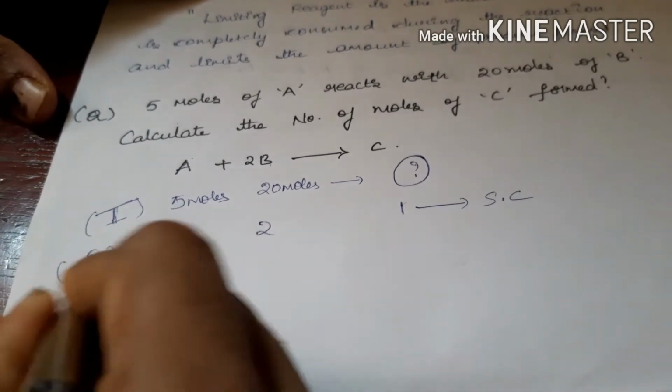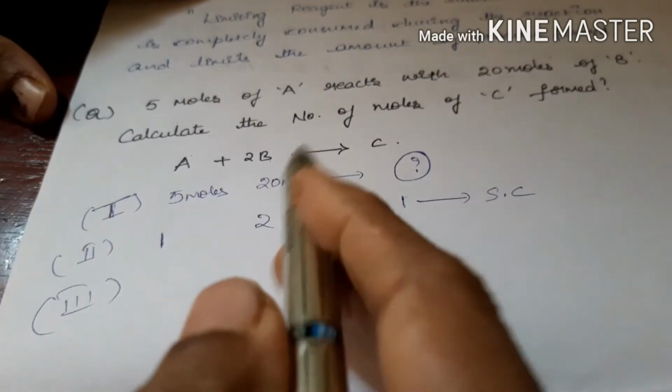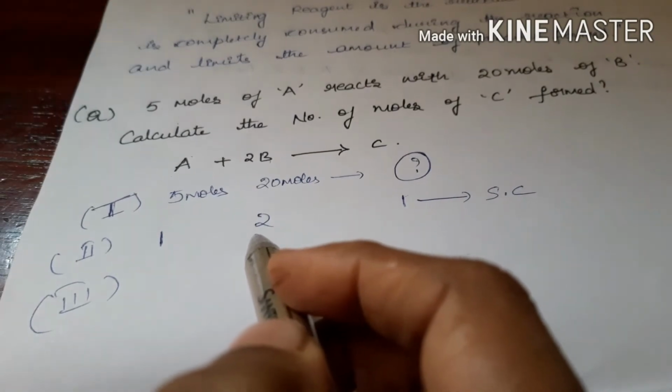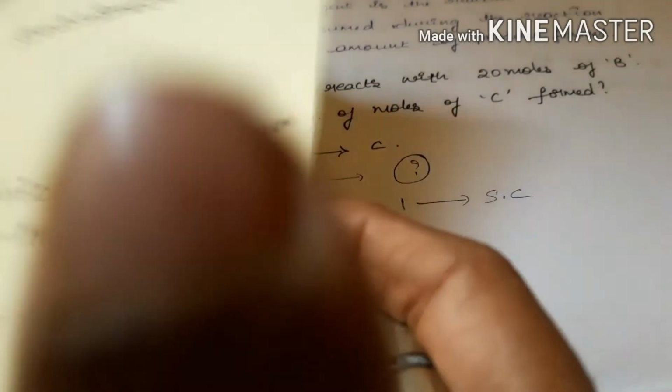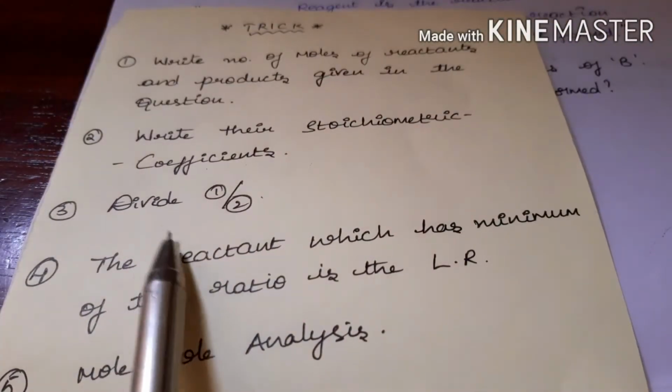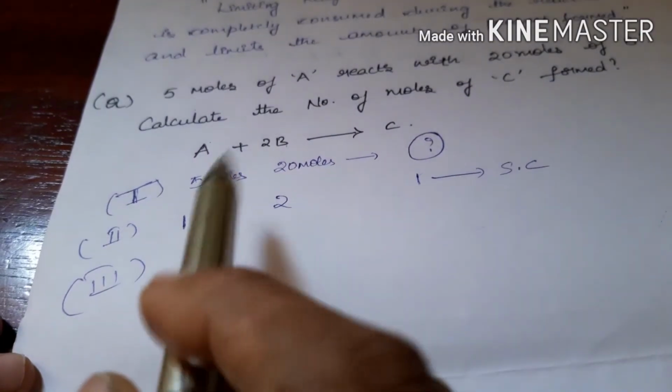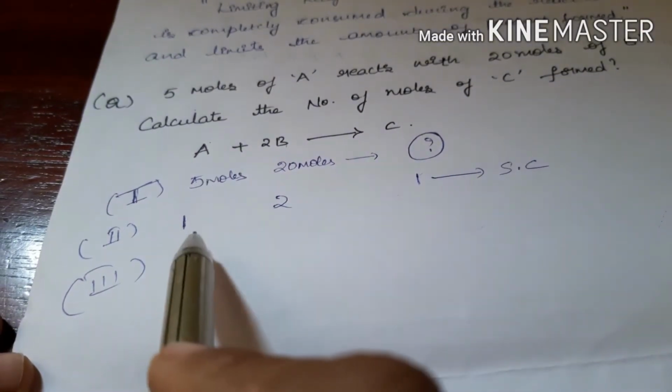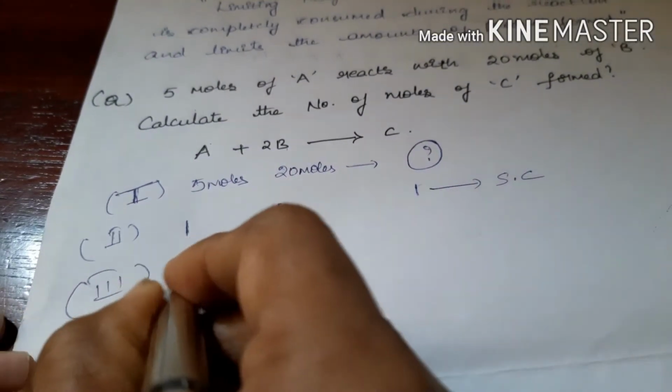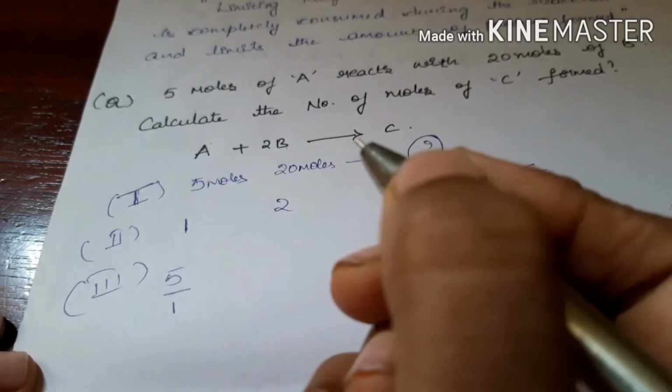Third trick is divide 1 by 2. That means number of moles by stoichiometric coefficient. Here for A, the number of moles is 5 and the stoichiometric coefficient is 1. That means 5 by 1.